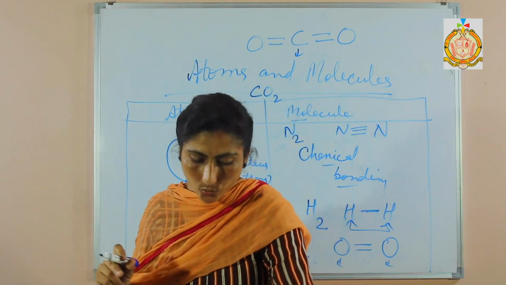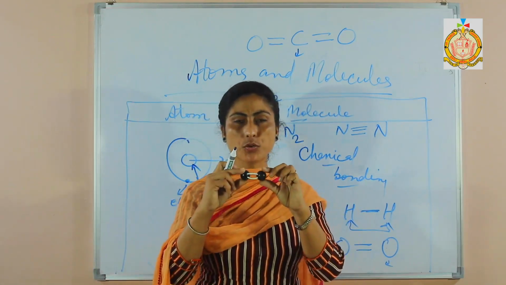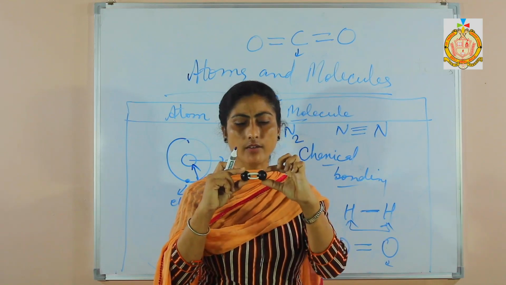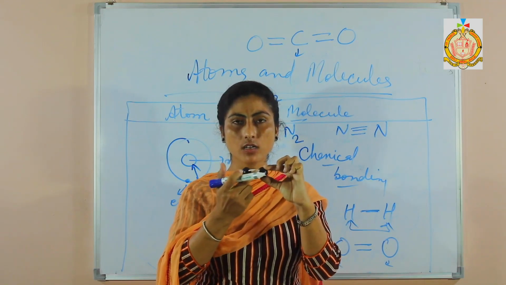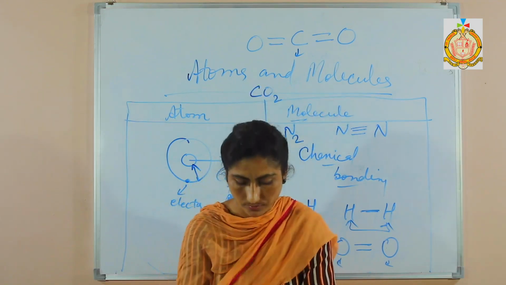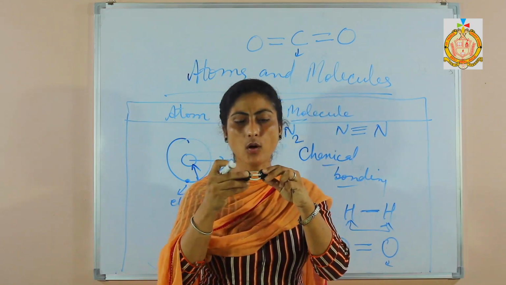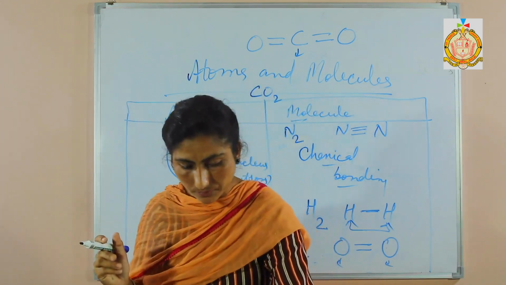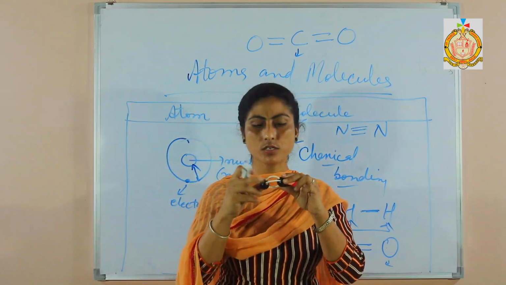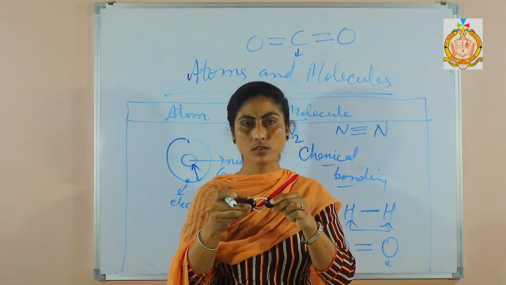Next, nitrogen. Nitrogen has a triple bond. You can see here one nitrogen, they have this two and this is the third. Three bonds, a triple bond between them. Same, this is nitrogen, triple bond.